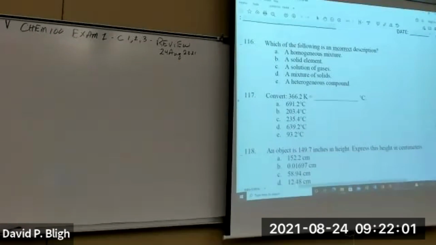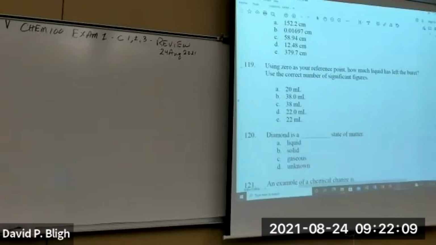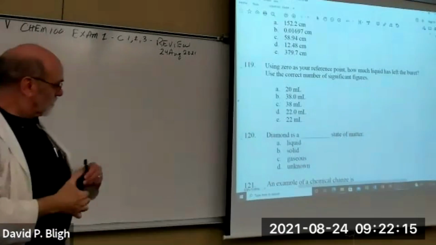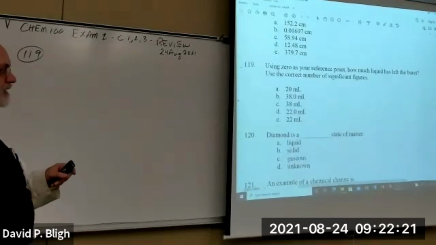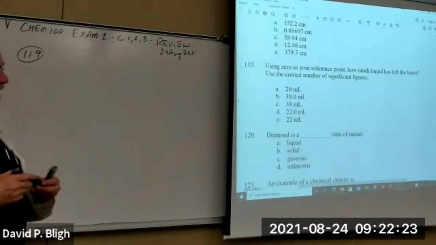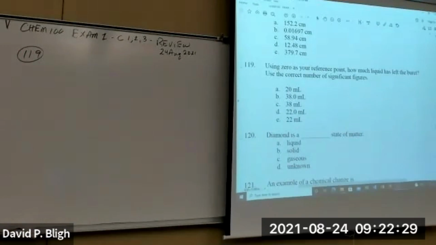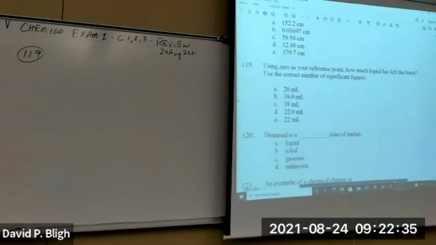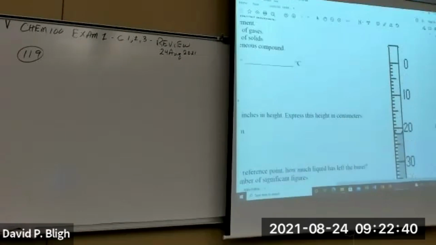How about 119? Using 0 as your reference point, how much liquid has left the burette? Use the correct number of significant figures. Oh, we need a picture. I must be off screen. Hold on a second. Yes, there it is. Okay. Let's go down a little bit where we can see it.